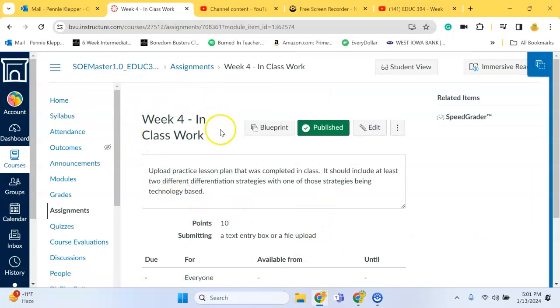And then for your in-class work, during class we're going to complete a practice lesson plan. With that, you need to make sure that your group has completed 2 different differentiation strategies, and if possible, one of those strategies being technology based.